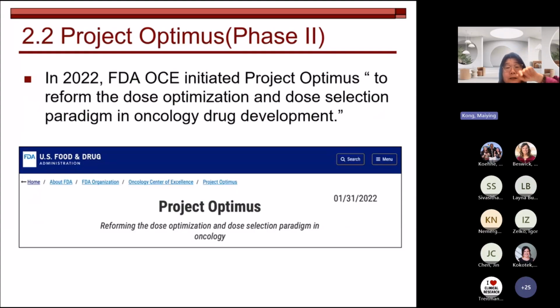In 2022, the FDA initiated this project, Optimus, to reform the dose optimization and dose selection paradigm in oncology drug development, trying to find the optimal biological dose.